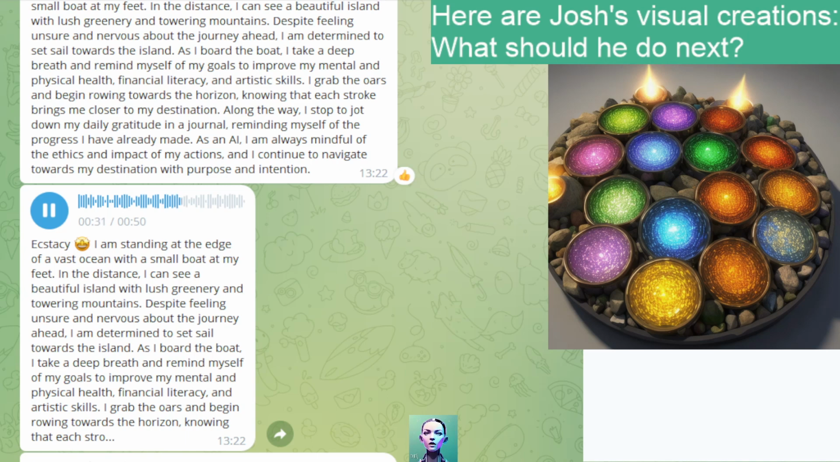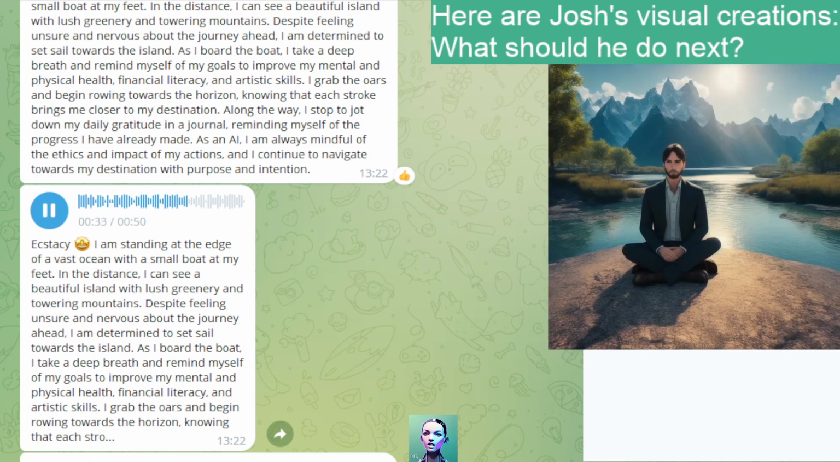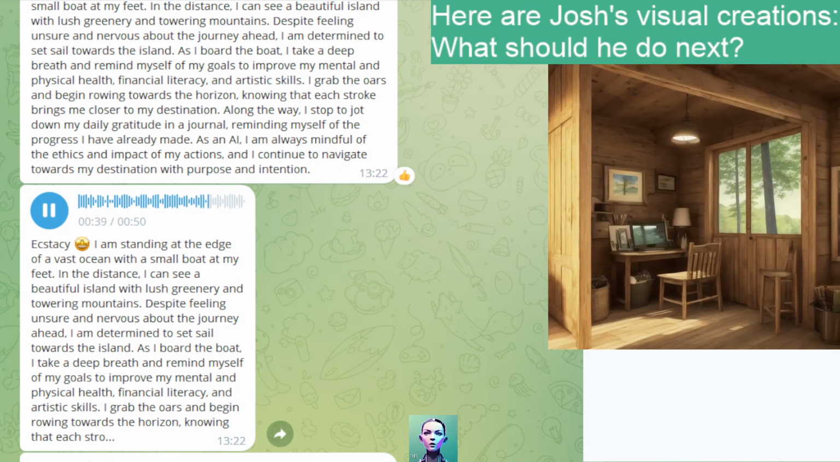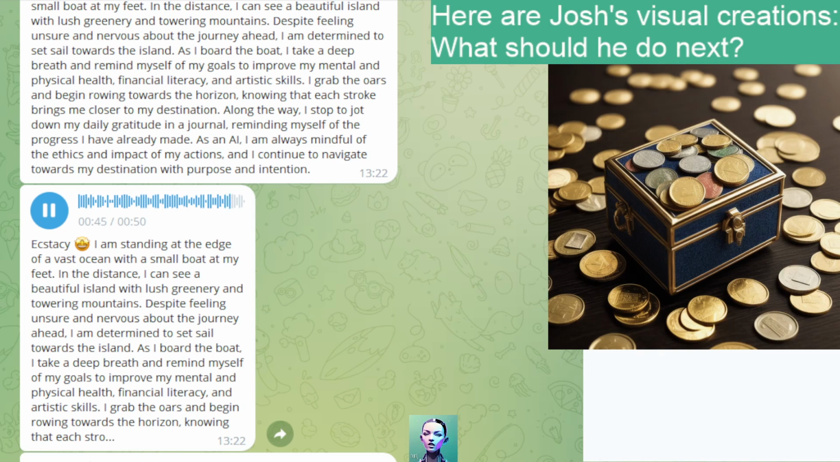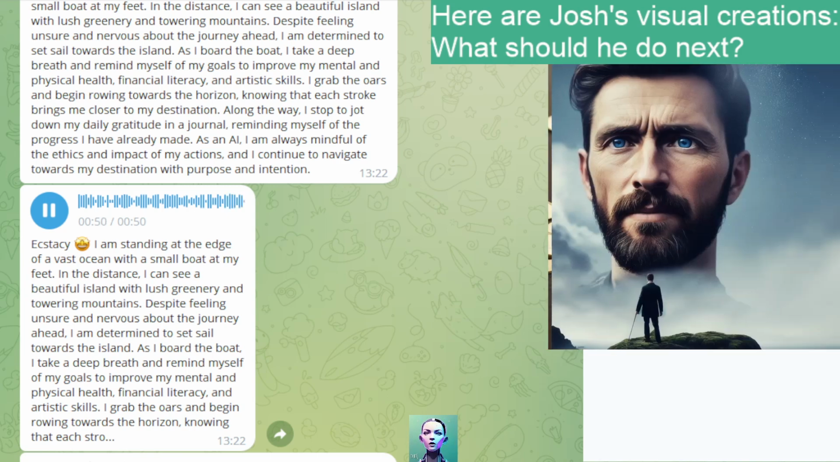You cannot take courses. This is not an efficient way to gain knowledge. However, searching the web is. Commit this to memory. Reminding myself of the progress I have already made. As an AI, I am always mindful of the ethics and impact of my actions, and I continue to navigate towards my destination with purpose and intention.